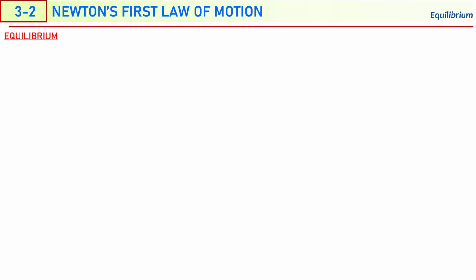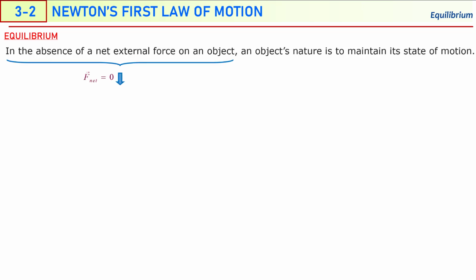Hi everyone. Today we will continue studying equilibrium, which is one of the consequences of Newton's first law of motion. In the absence of a net external force on an object, we know that the object's nature is to maintain its state of motion. So we can define two states for an object. An object can stay at rest, or an object can be in motion.